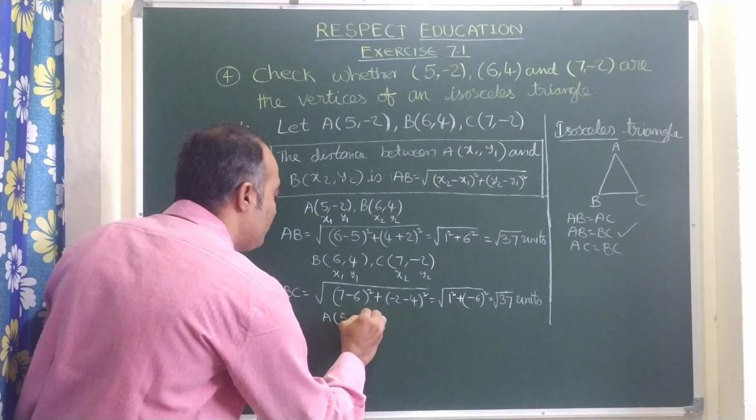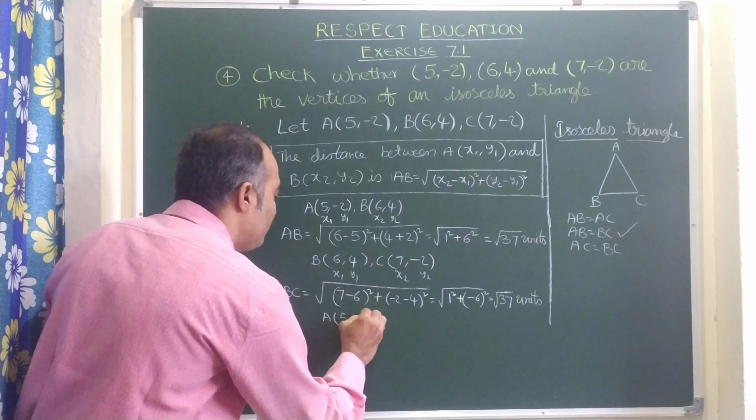Right? So now let us compare all the 3 values. Let us write all the values. AB is equal to root 37 units. BC is equal to root 37 units. AC is equal to 2 units.